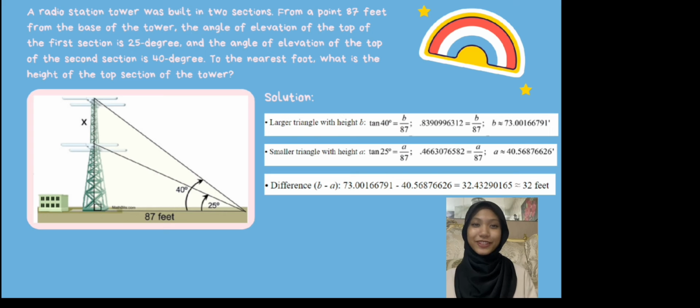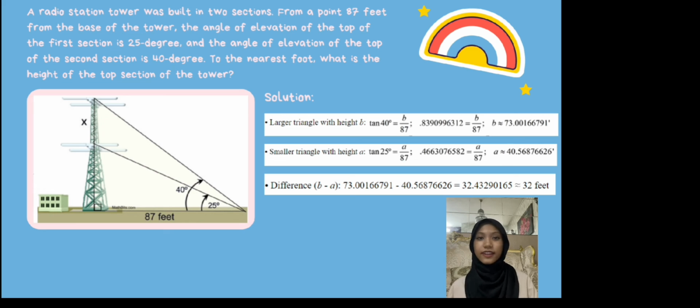On to the last question. A radio station tower was built in two sections. From a point 87 feet from the base of the tower, the angle of elevation of the top of the first section is 25 degrees, and the angle of elevation of the top of the second section is 40 degrees. To the nearest foot, what is the height of the top section of the tower?